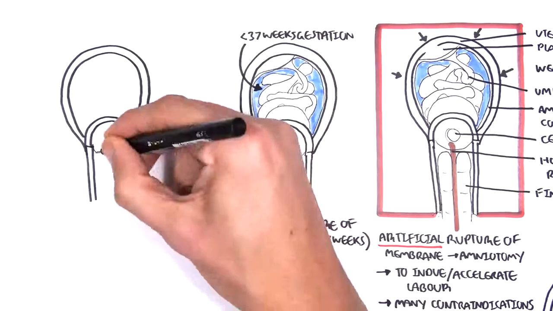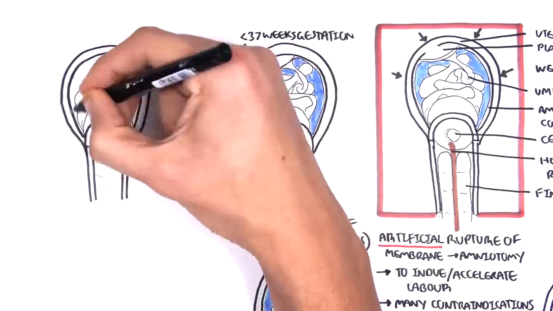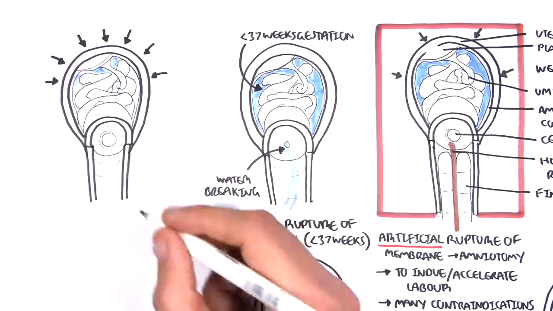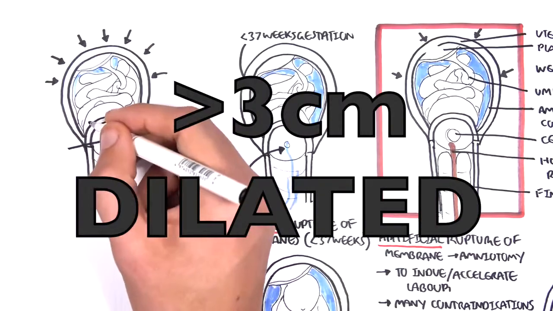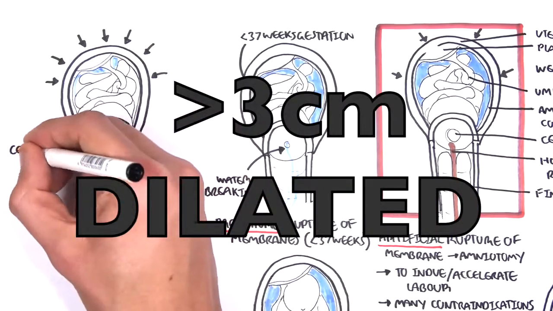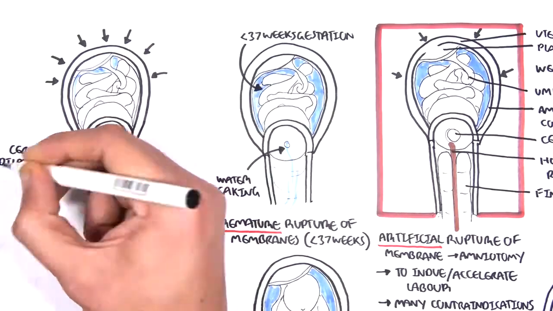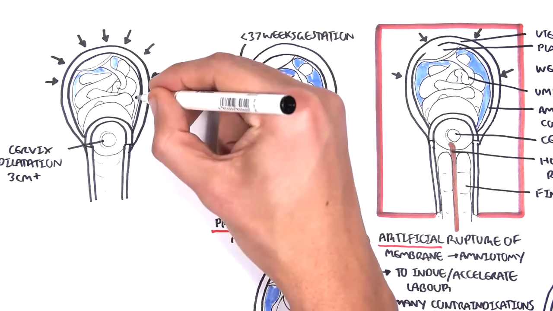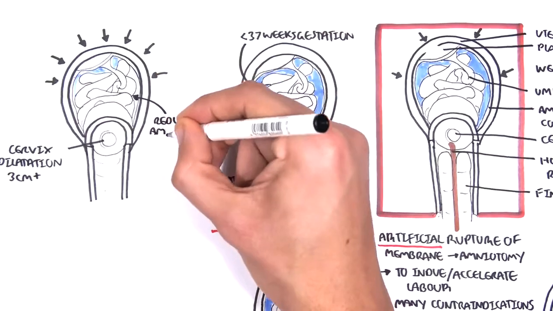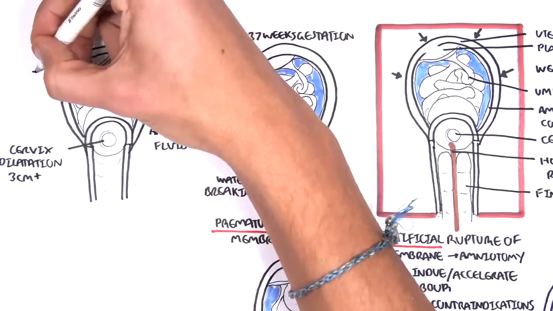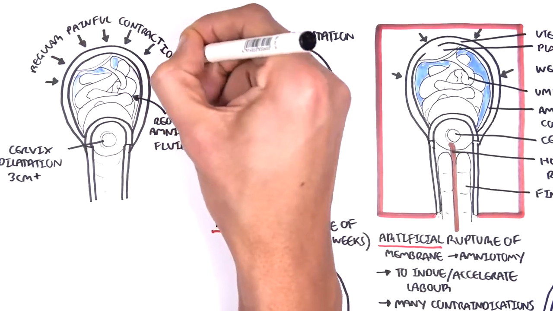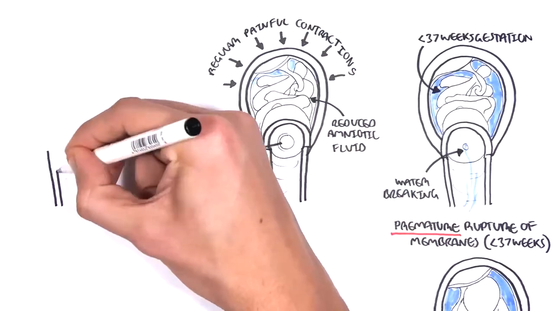So again, we talked about how stage 1 is divided into two phases, the initial phase and the active phase. Once the cervix is over 3 centimeters dilated, we are already in the active phase of the first stage of labor. And this patient has ruptured their membrane, so we have already reduced amniotic fluid here. And the uterus is still contracting regularly with painful contractions.